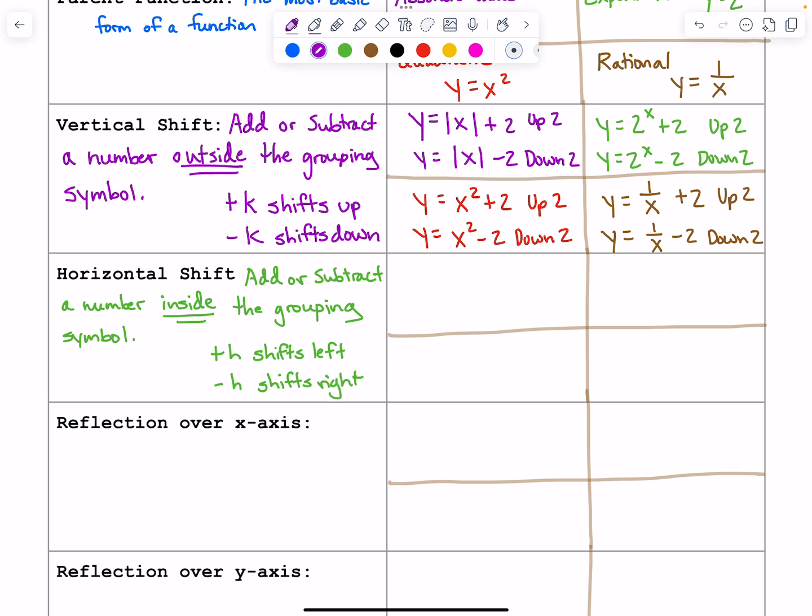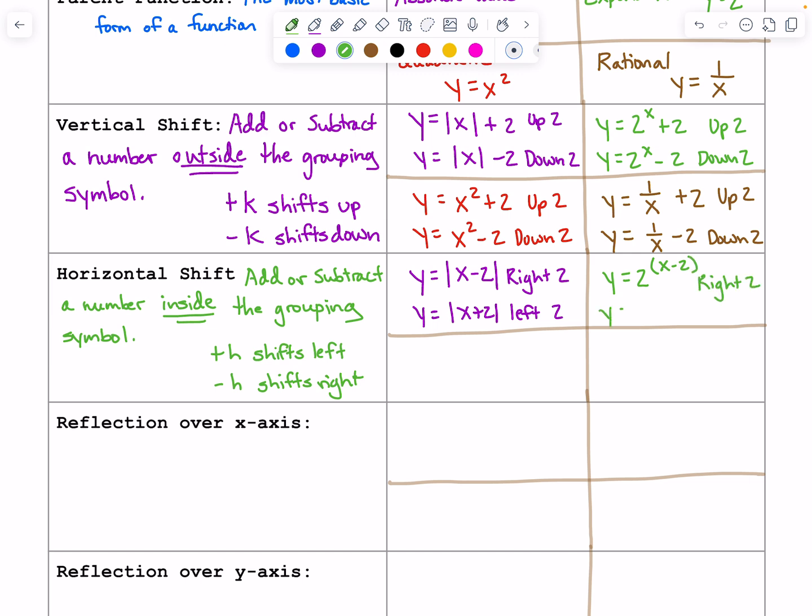And then let's just keep using 2 for our example number here. So if I have y equals the absolute value of x minus 2 in the grouping symbol, it's going to go right 2. And if I have y equals absolute value of x plus 2 in the grouping symbol, it's going to go left 2. So the grouping symbol for absolute value is the absolute value bars. So for exponential, it's the exponent. So if we have y equals 2, and in the exponent we put x minus 2, it's going to make this function go right 2. And if we have y equals 2, and in the exponent we put x plus 2, it makes it go left 2.